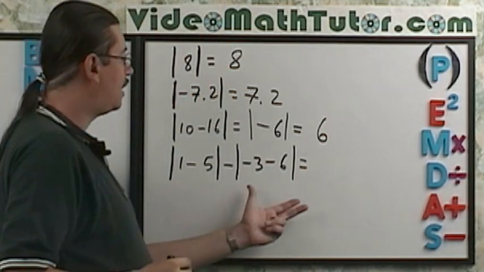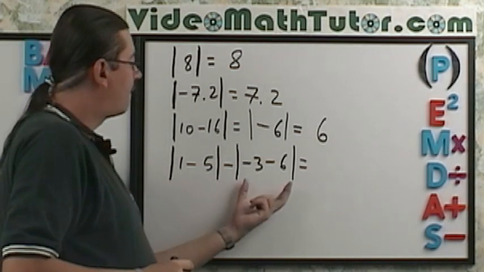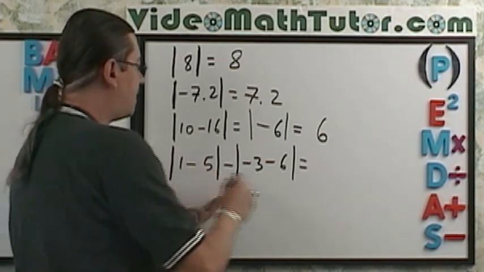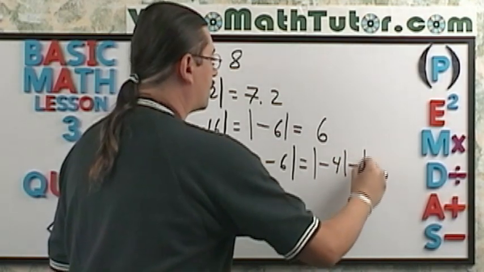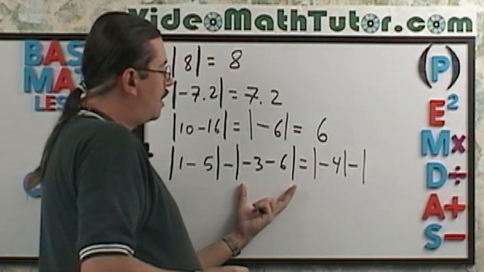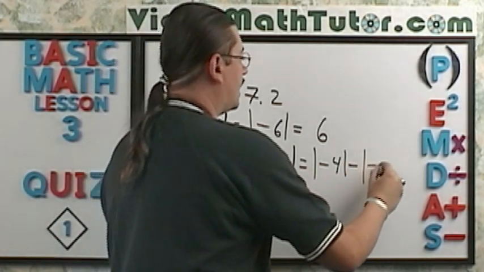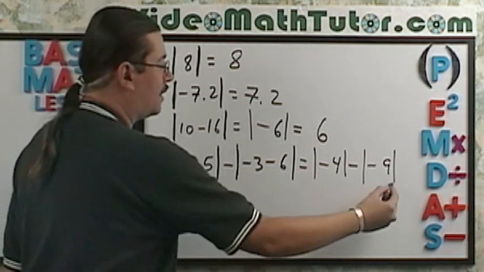This problem's a little more complicated. Again, absolute value serves as grouping symbols. So we do what's in the groups first. Absolute value of 1 minus 5, you do the 1 minus 5, which is going to be negative 4. And then for this group, you go negative 3 minus 6 is negative 9. Still an absolute value. Now we want to evaluate this part.